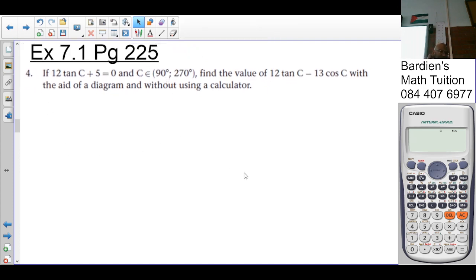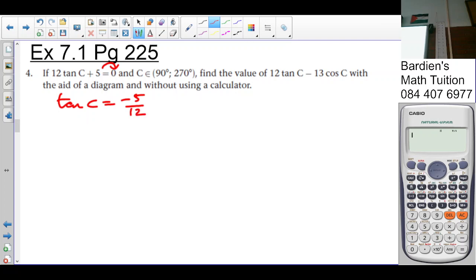Okay, so here we are told if 12 tan c plus 5 is equal to 0. So what do we do first with that? We make c the subject of the formula. So we take the 5 over and then divide by 12. So tan c is equal to negative 5 over 12.